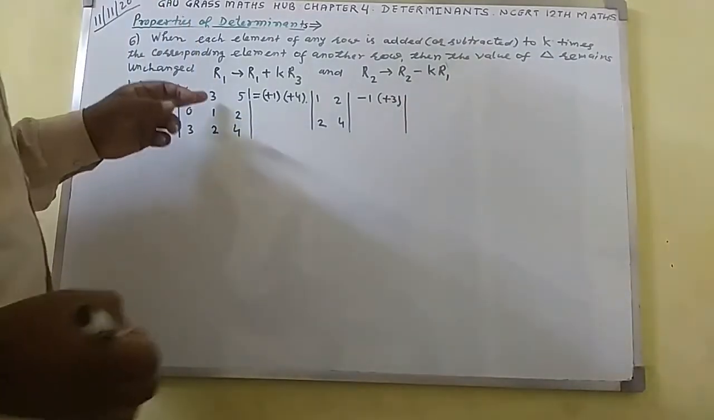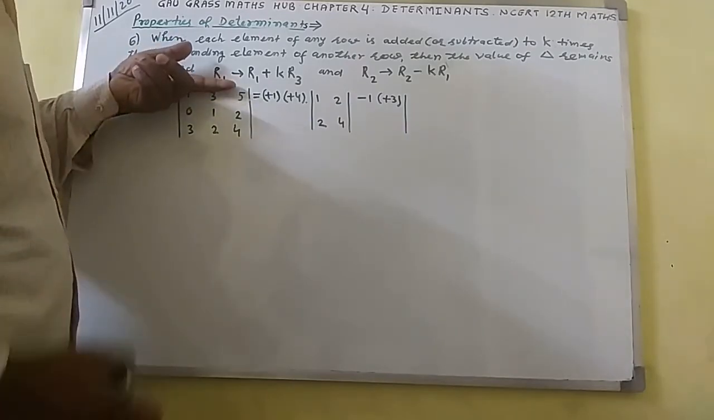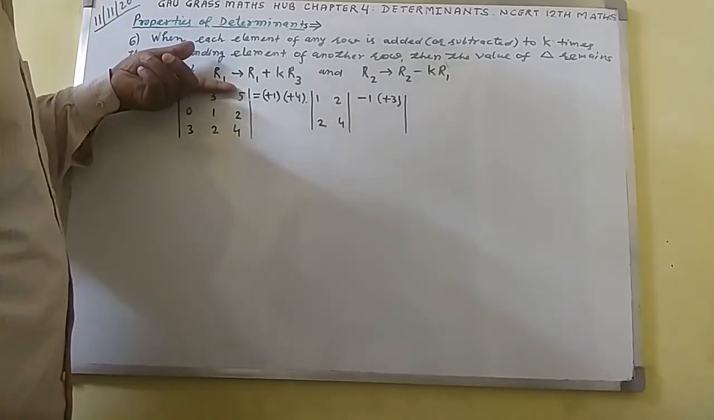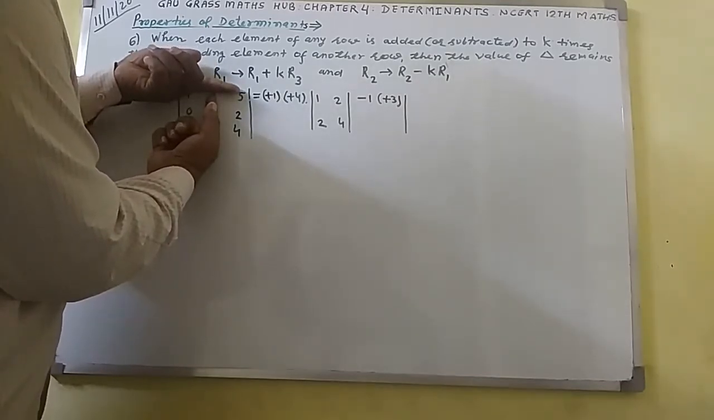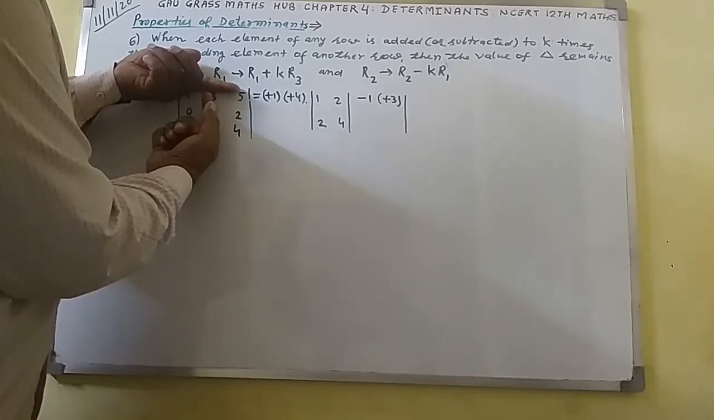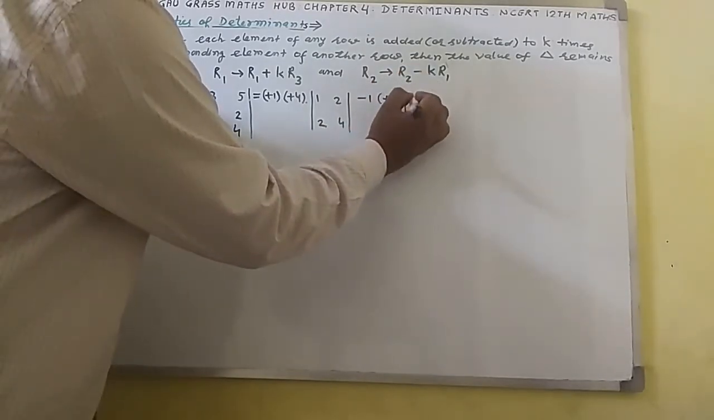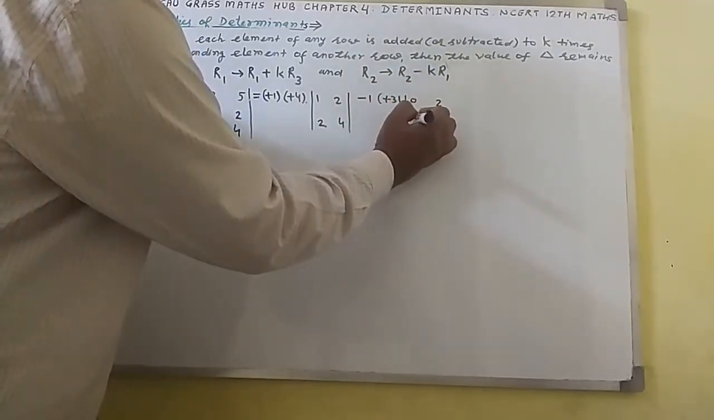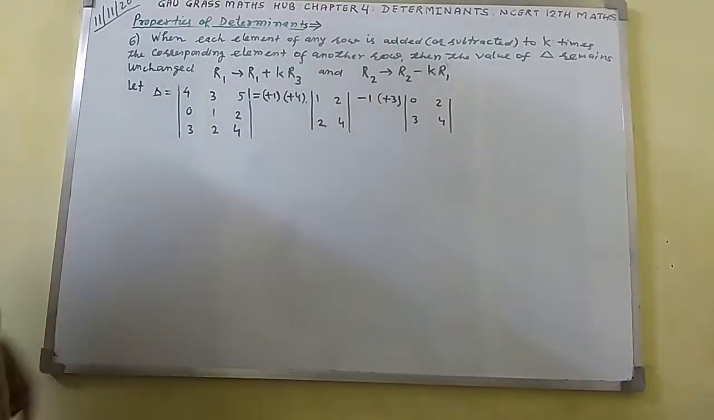The minor of plus 3: 3 is in the first row and the second column. The first row will be hidden like this, and the second column will be hidden like this. So you will get the minor of 3 here: 0, 2, 3, 4.